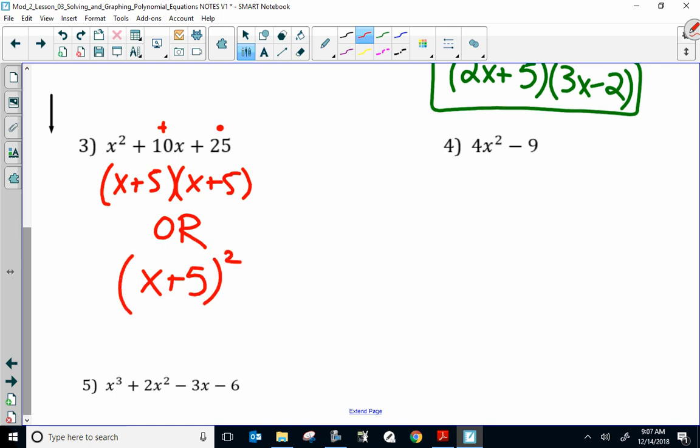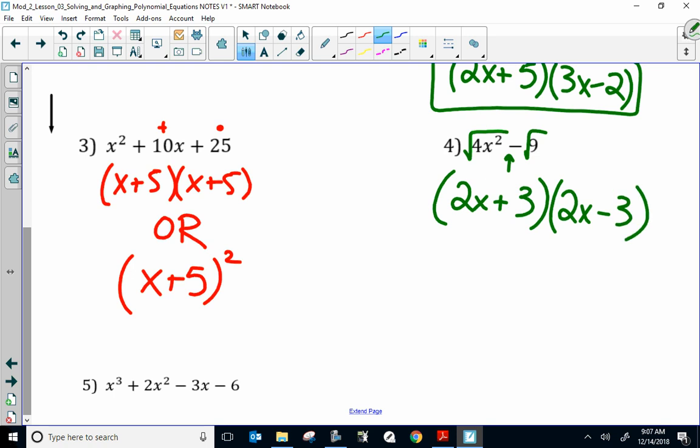All right? And speaking of squares, I am recognizing that there is a 4 and a 9 separated by a minus. This is a difference of perfect squares. What's the square root of 4x squared? It's 2x. What's the square root of 9? It's 3. And since there is no middle term here, it needs to go bye-bye, which means I need a plus and I need a minus. Factoring is so critical as you move forward in math, it's crazy.